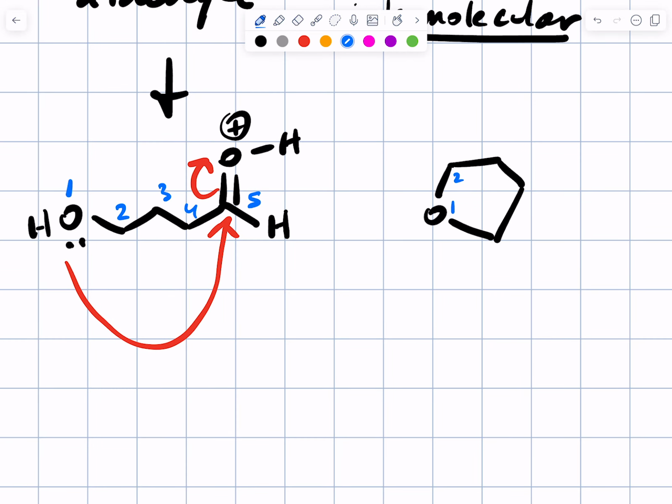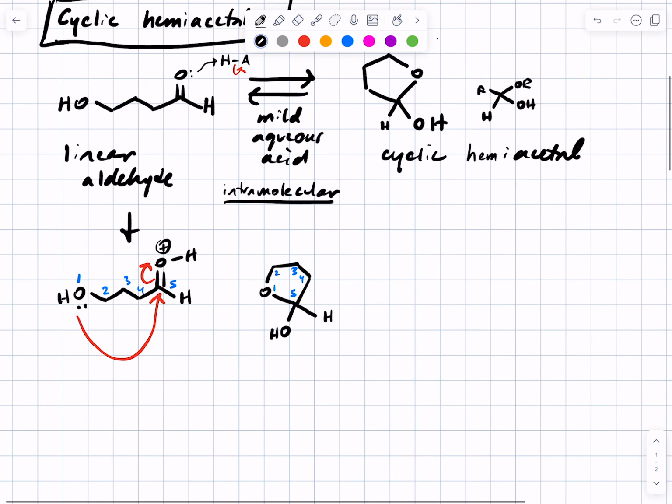Go ahead and number the atoms of the ring, and then you're going to put all the key functional groups in the right place based on these numbers. For example, carbon 2 is a methylene group, CH2, so is carbon 3, so is carbon 4. Carbon 5 was the electrophile that got attacked. It has a hydrogen on it, and then it also should have an OH group on it. And there is your cyclic hemiacetal.